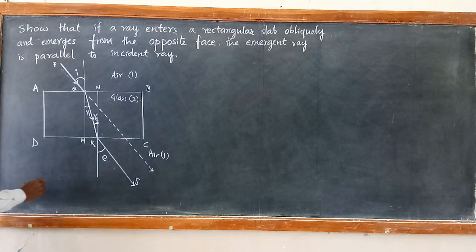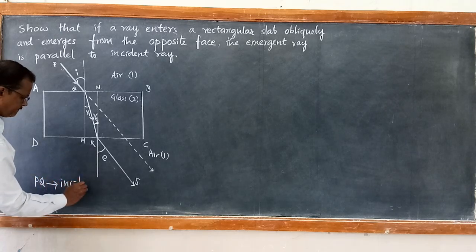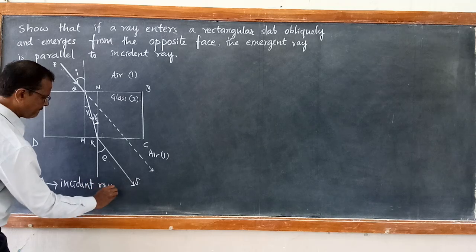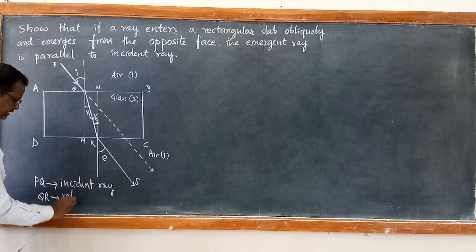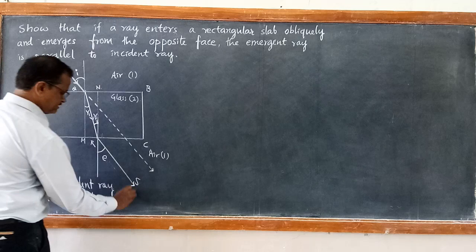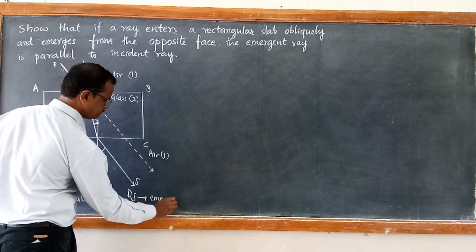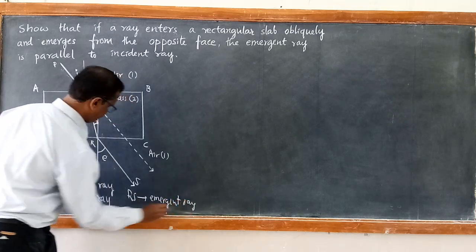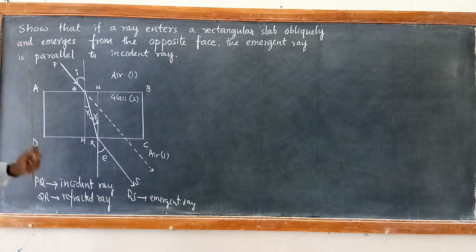emergence. So here you can write PQ is the incident ray and QR is the refracted ray. RS is the emergent ray. You have to prove that this RS is parallel to PQ produced. That's it. Geometrically, one has to prove this, geometrically as well as by Snell's law, what we have studied.